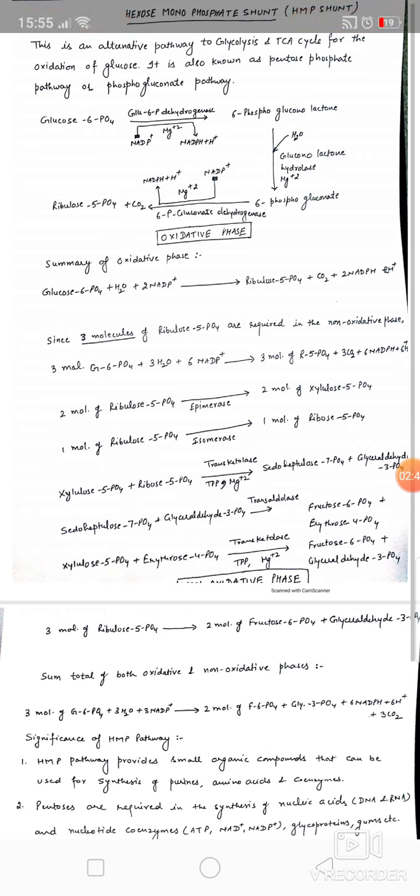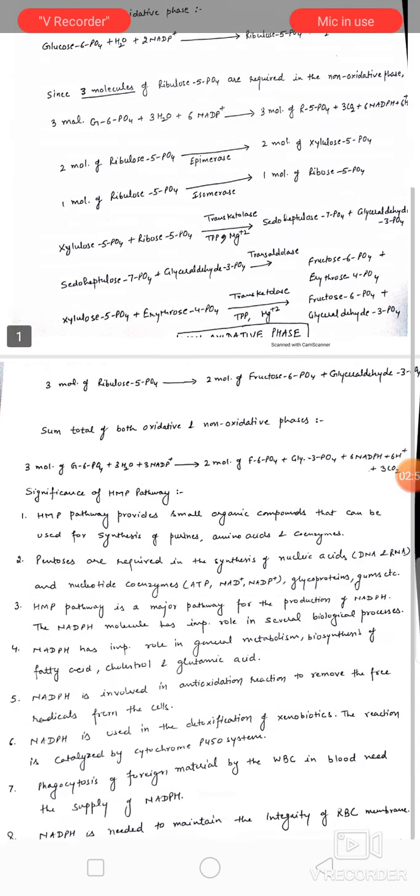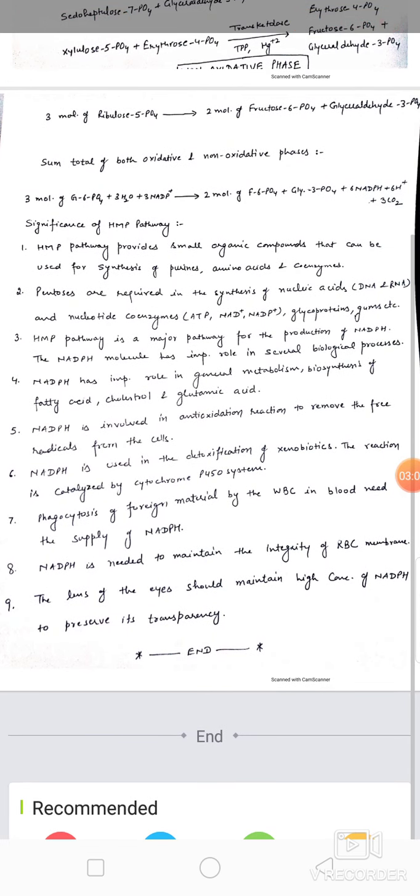Now this sedoheptulose 7-phosphate, in combination with glyceraldehyde 3-phosphate, is acted on by transaldolase to form fructose 6-phosphate and erythrose 4-phosphate. Then in the last step, xylulose 5-phosphate plus erythrose 4-phosphate, in the presence of the enzyme transketolase, form fructose 6-phosphate plus glyceraldehyde 3-phosphate. The summary of this non-oxidative phase is that 3 molecules of ribulose 5-phosphate form 2 molecules of fructose 6-phosphate and 1 molecule of glyceraldehyde 3-phosphate.